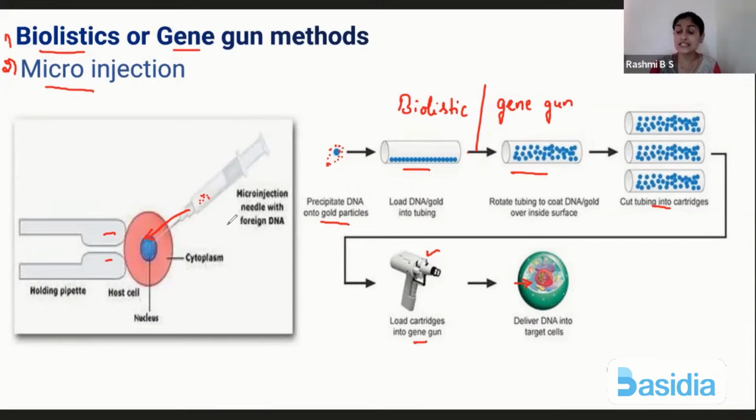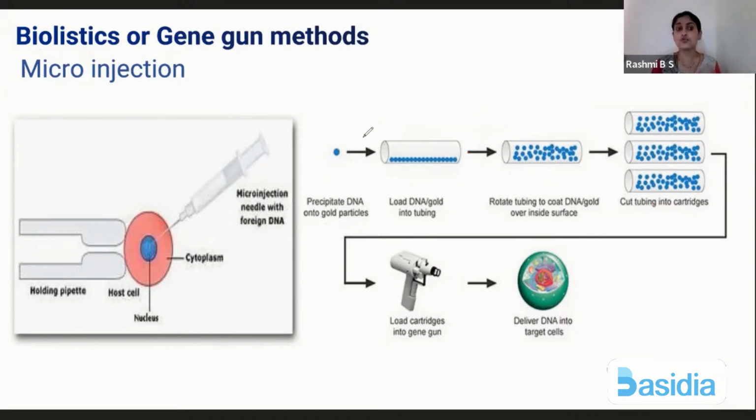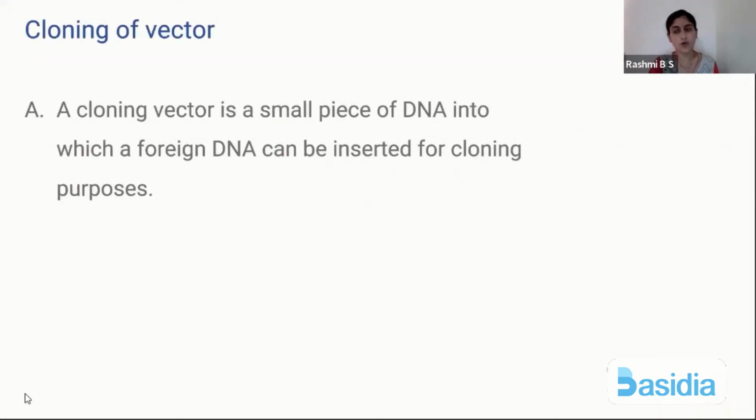So these are the different transformation methods, children. Either you can go for chemical or you can go for physical. In chemical, you use calcium along with heat shock and cold shock treatment. In physical method, you use biolistics, that is gene gun, or you can also go for micro injection. So this is all about transformation of recombinant DNA into the cell. With this, we completed the second tool, that is vector, and how to transfer that vector carrying foreign DNA into bacteria. And also we discussed ligase, right?